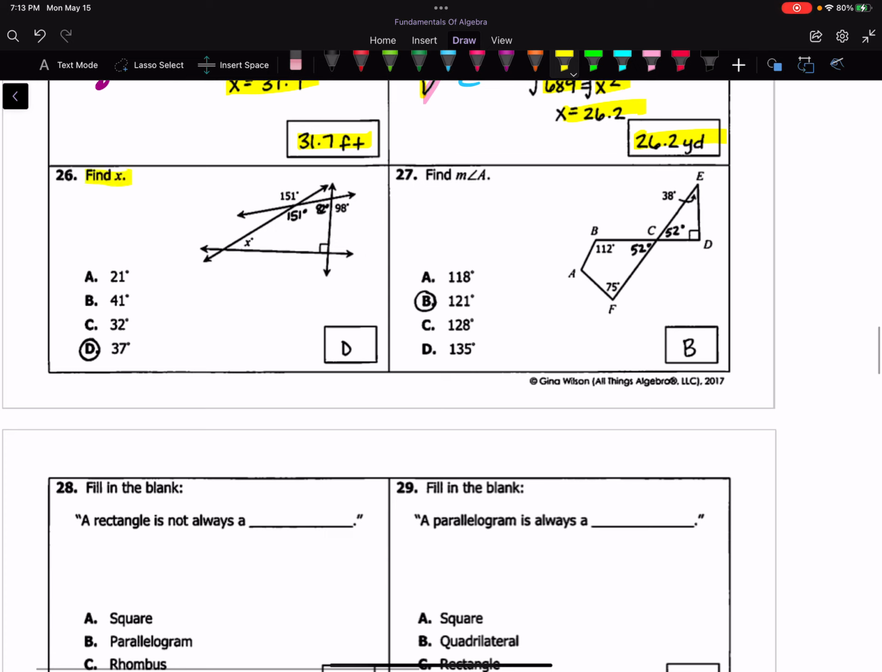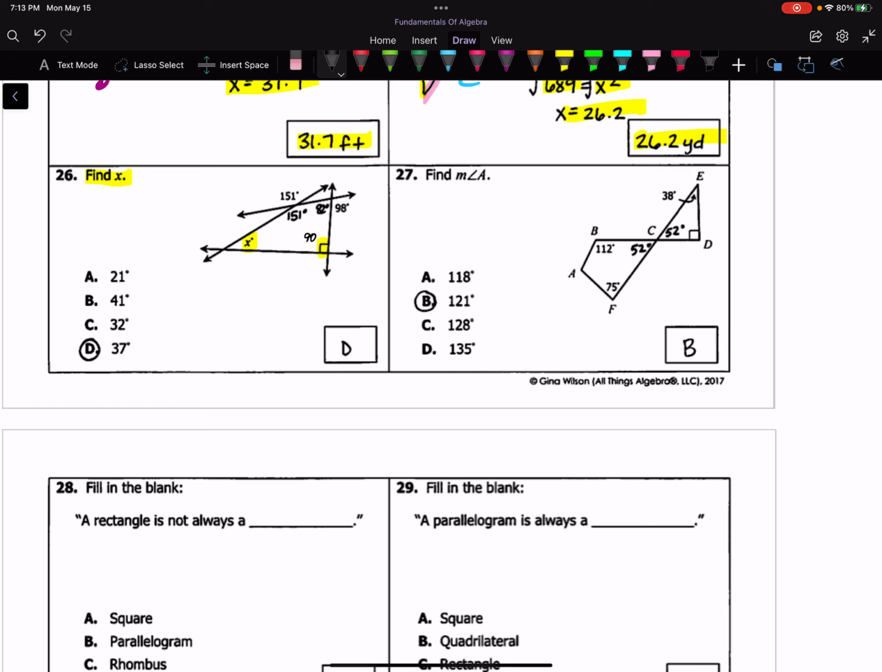Find X for number 26. So we're finding X. We have a right triangle. We're looking for, we don't actually have a right triangle. What we have is a series of lines. The only thing we know is what's given to us. So let's go add this in here. There's a 90 degrees. What do we know?